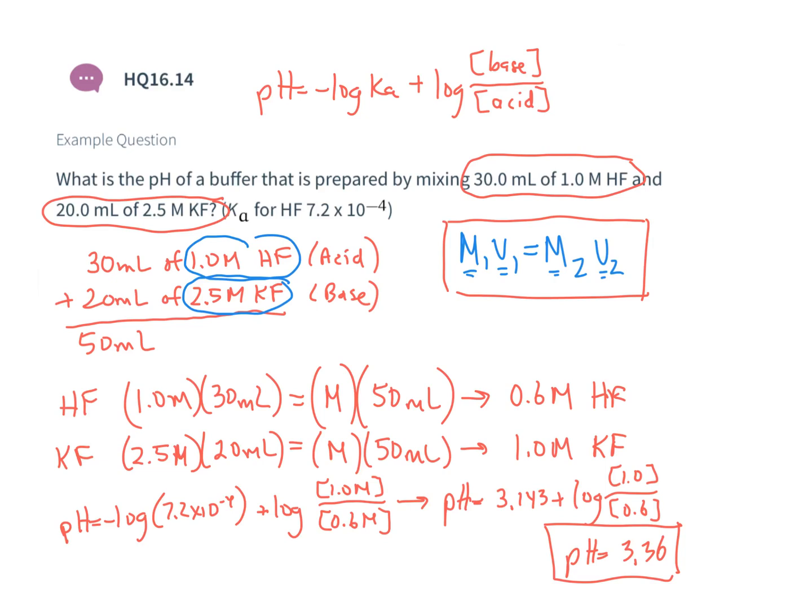So that's what we did here. We mixed these two solutions together, 30 milliliters of hydrofluoric acid with 20 milliliters of potassium fluoride, to get a 50 milliliter solution. And because my volume changed, that means my concentration will also change. So we had to find our new concentration for both the acid and the conjugate base before we could find the pH of this solution.